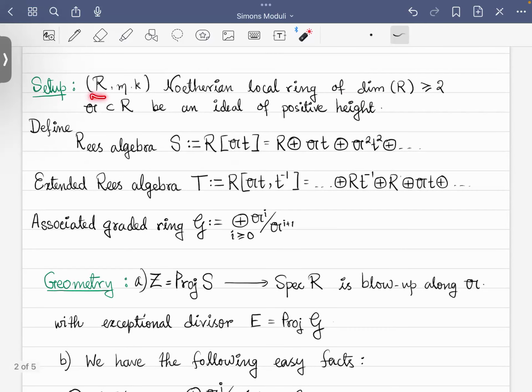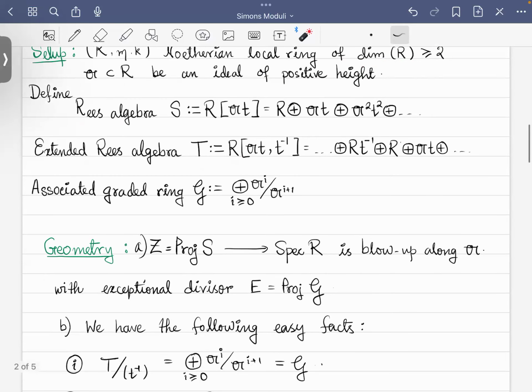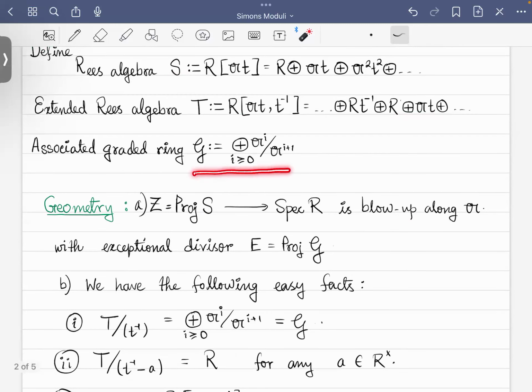So I will be talking about a local Noetherian ring of dimension greater than or equal to 2 and an ideal of positive height. S will always denote the Rees algebra or the blow-up algebra given by this. Extended Rees algebra will have an extra T inverse, which means in the negative degrees, these are just copies of R, and in the non-negative degrees, this is just S. And G will denote the associated graded ring.